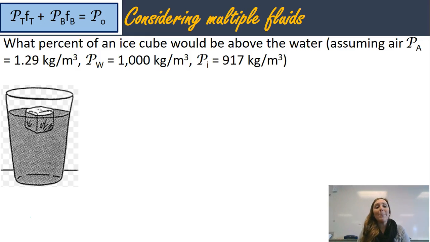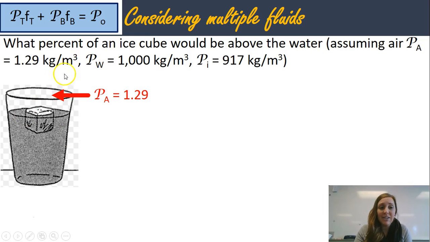All right, what percent of an ice cube would be above the water, assuming the air density is 1.29 kilograms per meter cubed, the density of the water is 1,000 kilograms per meter cubed, and the density of the ice is 917 kilograms per meter cubed. First thing I did is drew a picture, and I highly recommend when you do these problems, you draw a picture whenever possible and label things. It just keeps things straight in your head.